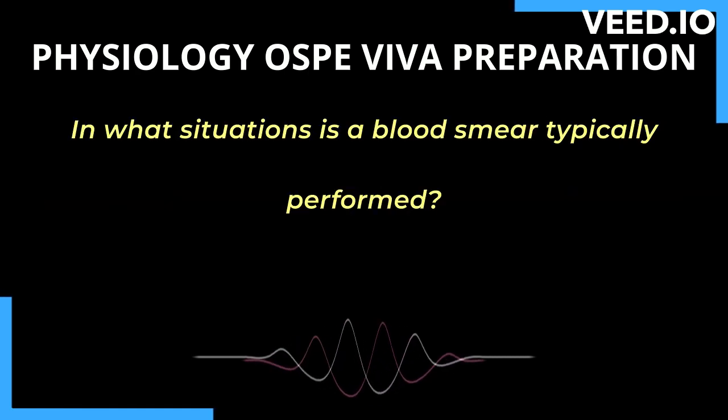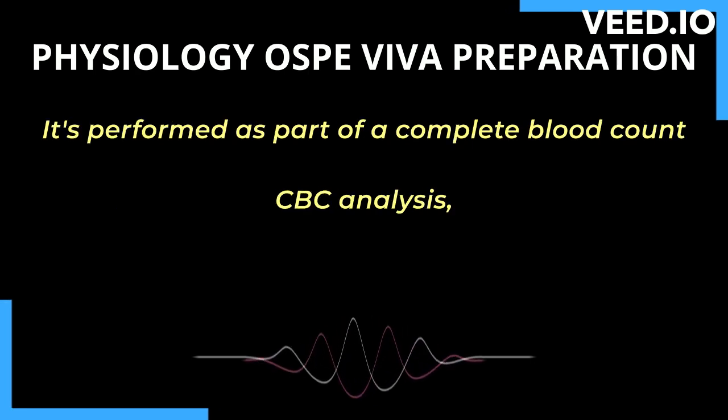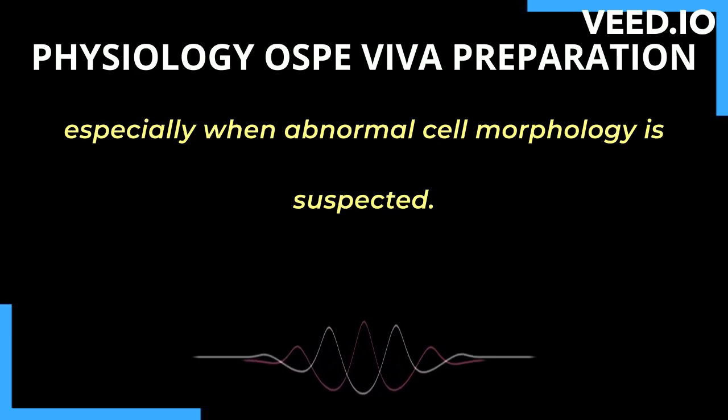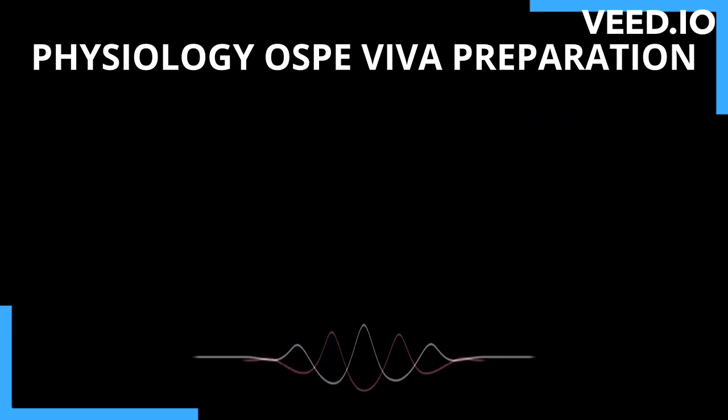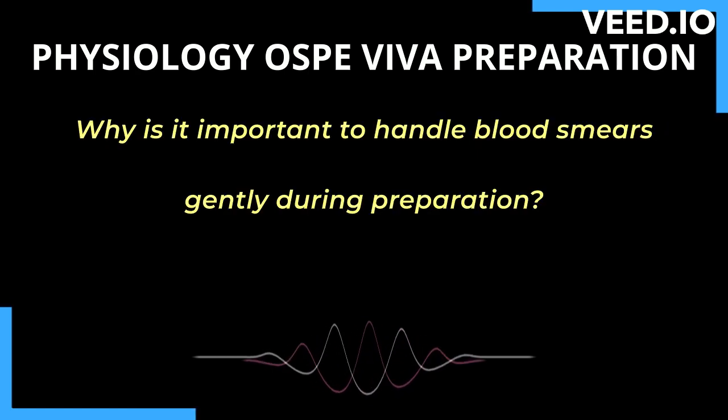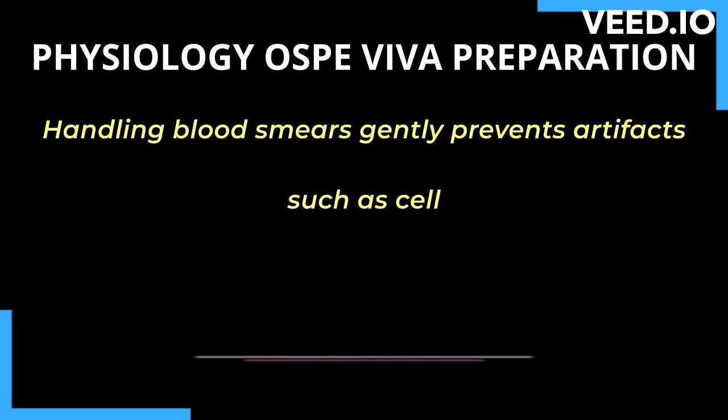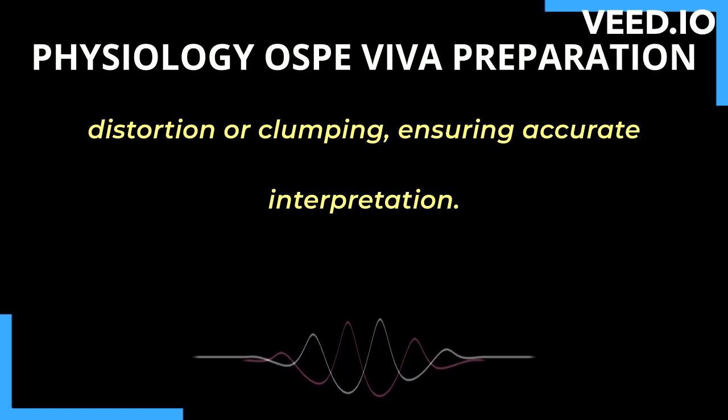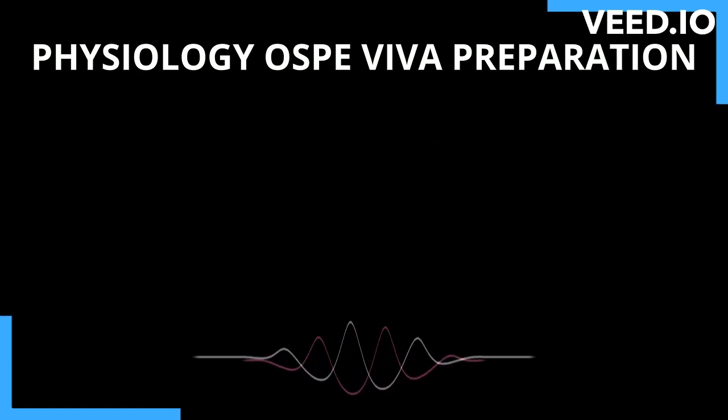In what situations is a blood smear typically performed? It's performed as part of a complete blood count, CBC, analysis, especially when abnormal cell morphology is suspected. Why is it important to handle blood smears gently during preparation? Handling blood smears gently prevents artifacts such as cell distortion or clumping, ensuring accurate interpretation.